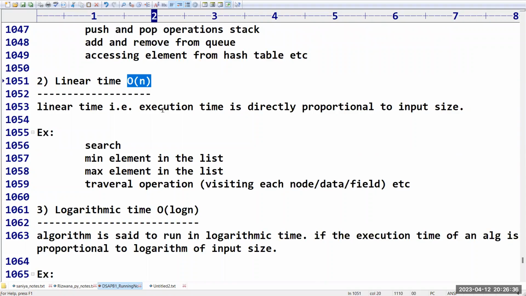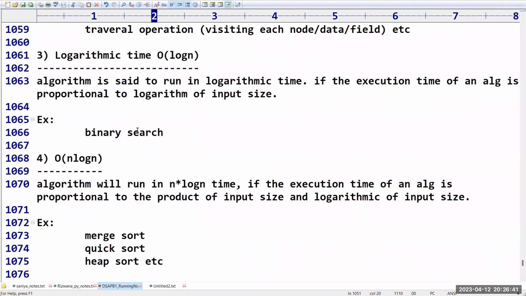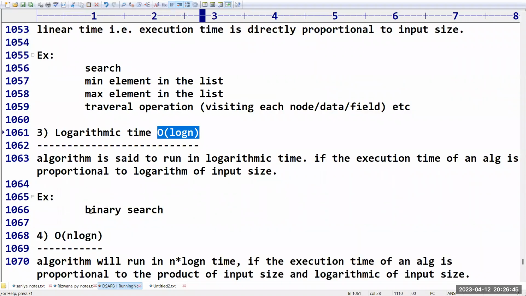Suppose I have 100 elements and I want to search for an element by using binary search, then it will take big O of log n, because this is the beautiful searching algorithm which divides the entire list into two parts and eliminates half of the part every time.